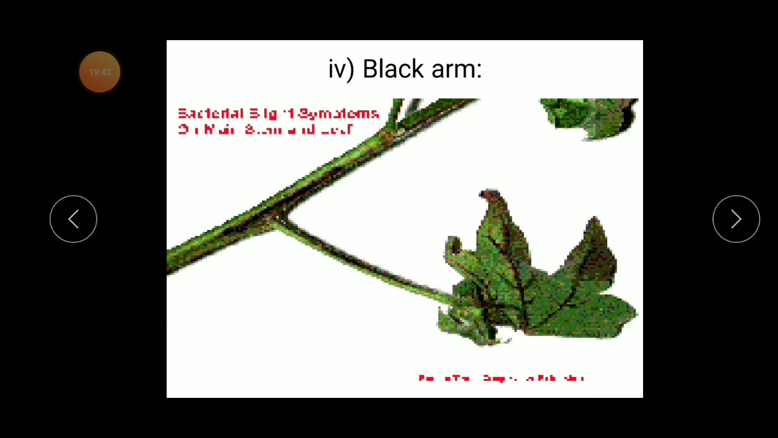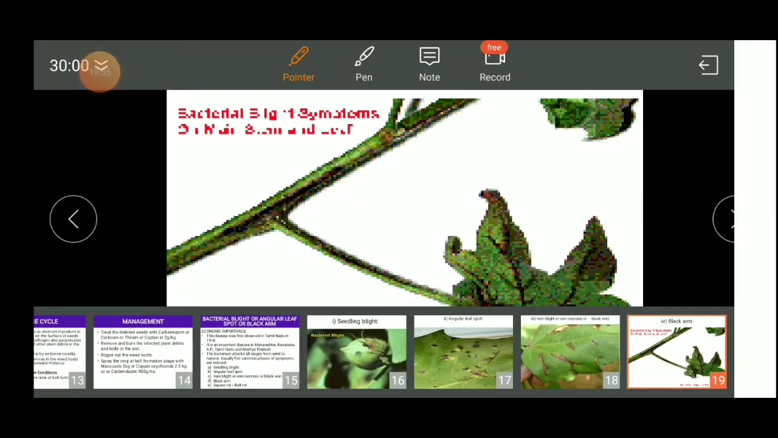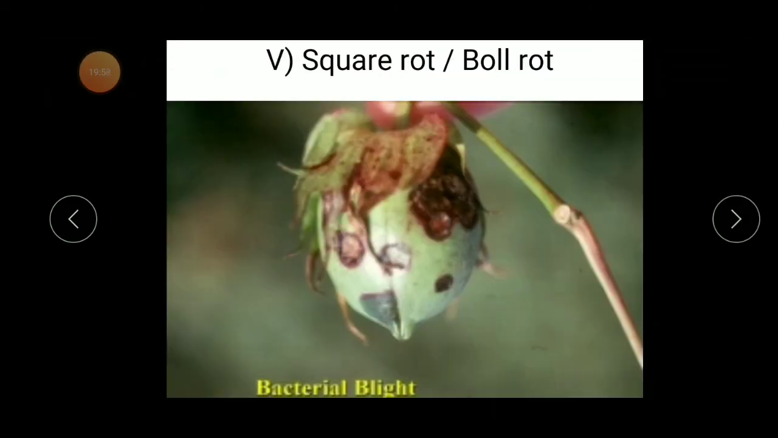That's why it is called black arm, because their main characteristic symptom is this typical dry black twigs. So next one is square rot or ball rot. So you can see in this image the ball is rotted due to the pathogen.